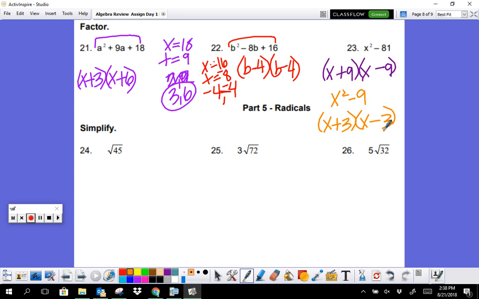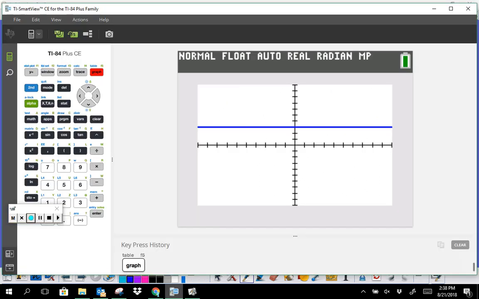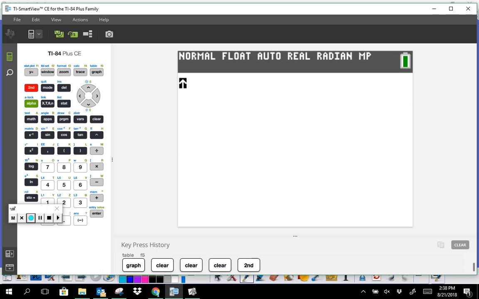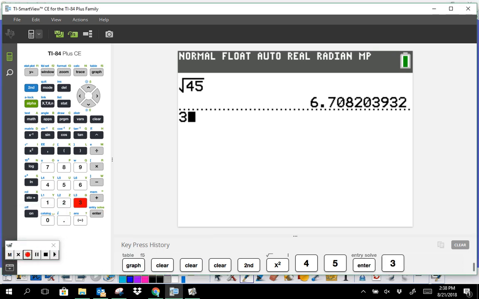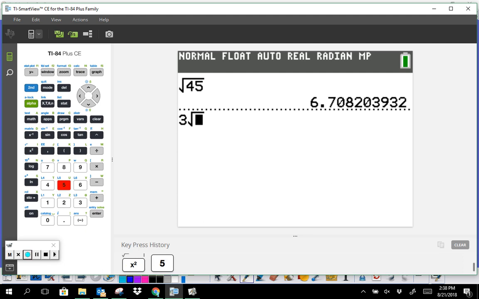24 through 26, we're going to simplify. I'm looking for the biggest perfect square that goes into this number. So that would be 9. 9 times 5. Okay, I always like to circle the perfect square, which is 9. I'm going to take the square root of that. Square root of 9 is 3. I'm going to bring that out. And then I'm left with the square root of 5. Remember, you can check these. So I'm going to type in the square root of 45. And then I'm going to type in 3 square root of 5. And they need to match up.